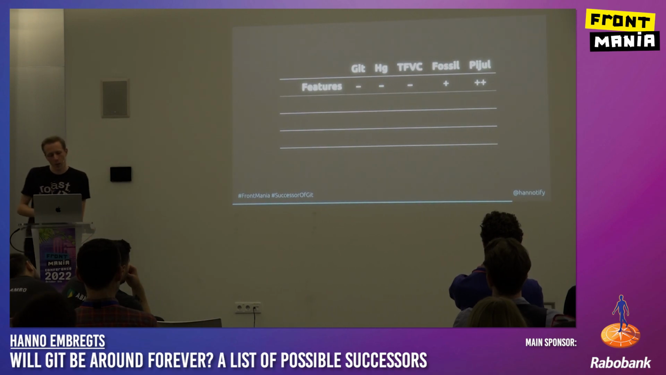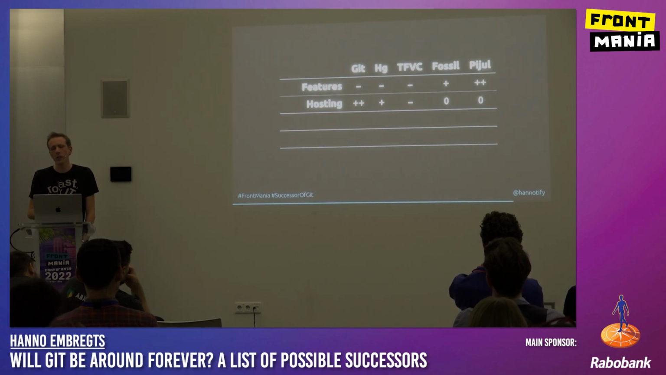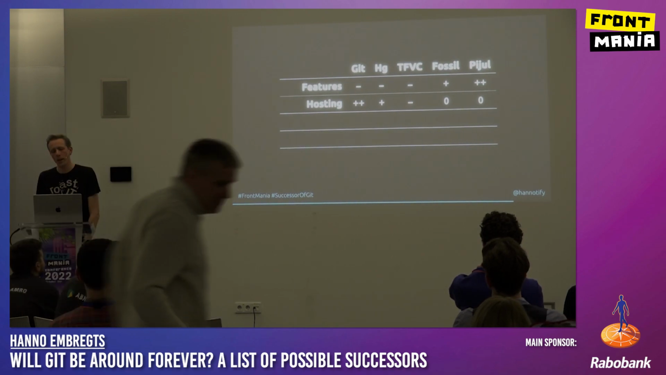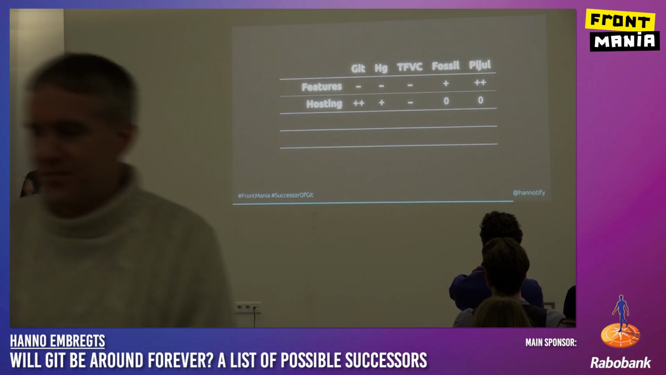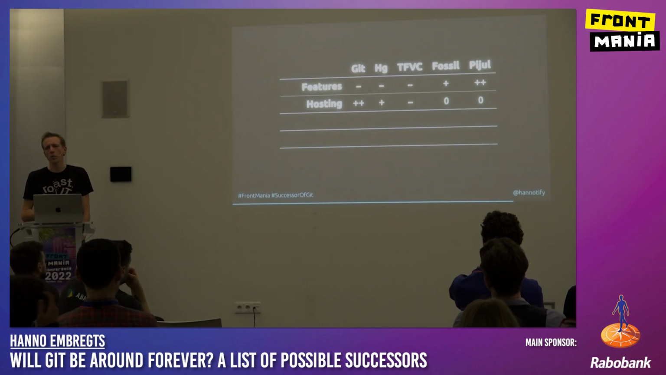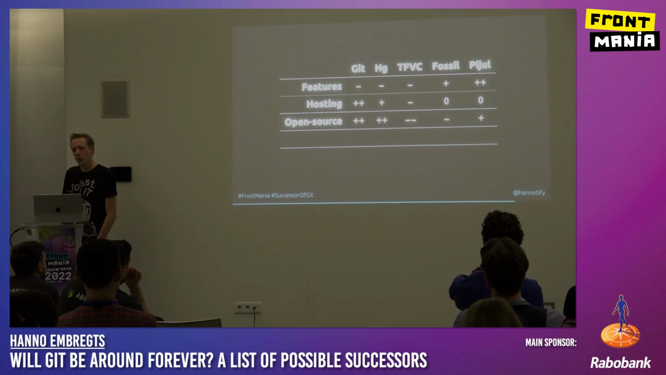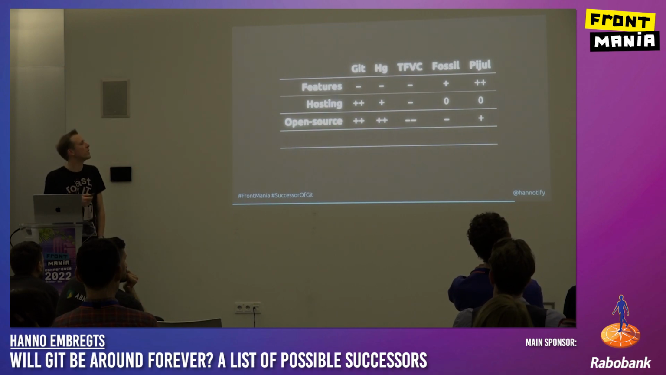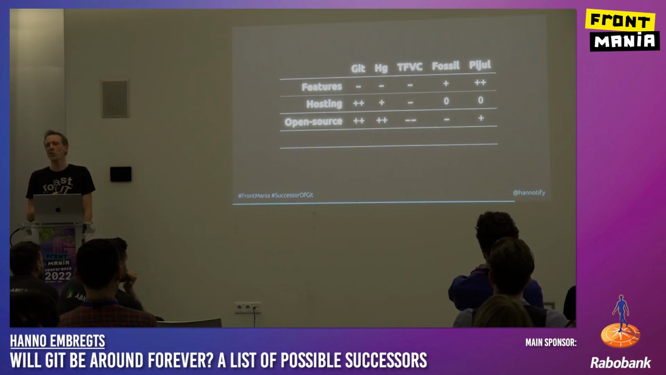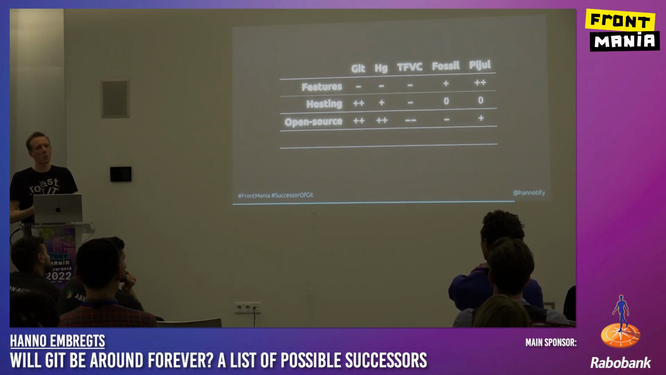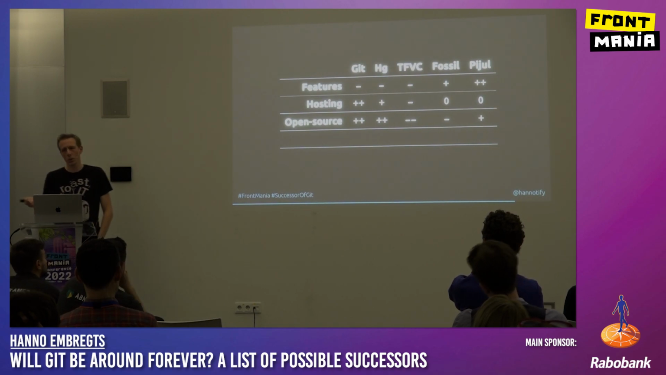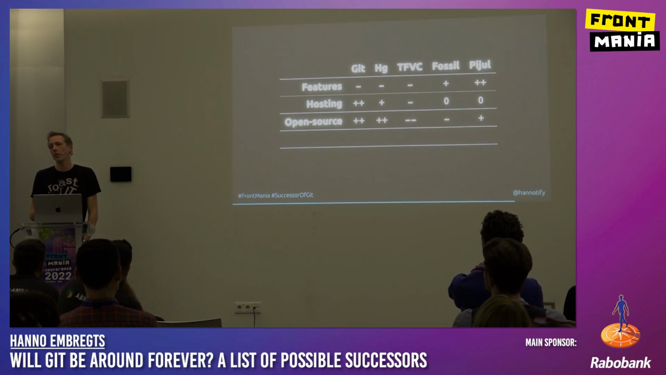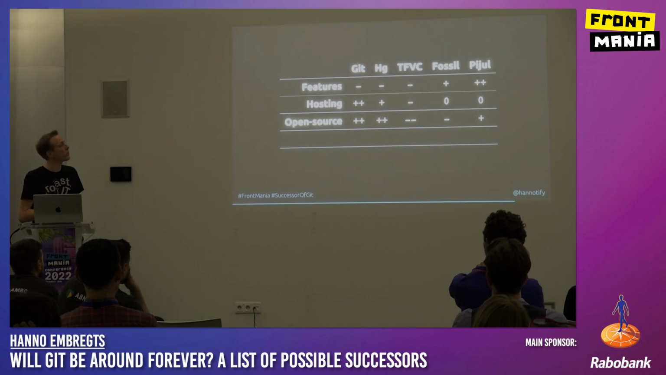Hosting, of course, Git is the clear winner here, because there are 19 different hosting websites for Git, and 9 for Mercurial, only 1 for Pijul, and only 1 for Fossil, so they still need some work to gain some traction in this area. Open source, Git and Mercurial are great. Team Foundation is not so great. Fossil also not, actually, because it's really aimed at small-scale projects. And Pijul has the Pijul Nest, which also hosts a few open source projects already right now, so shows some promise.